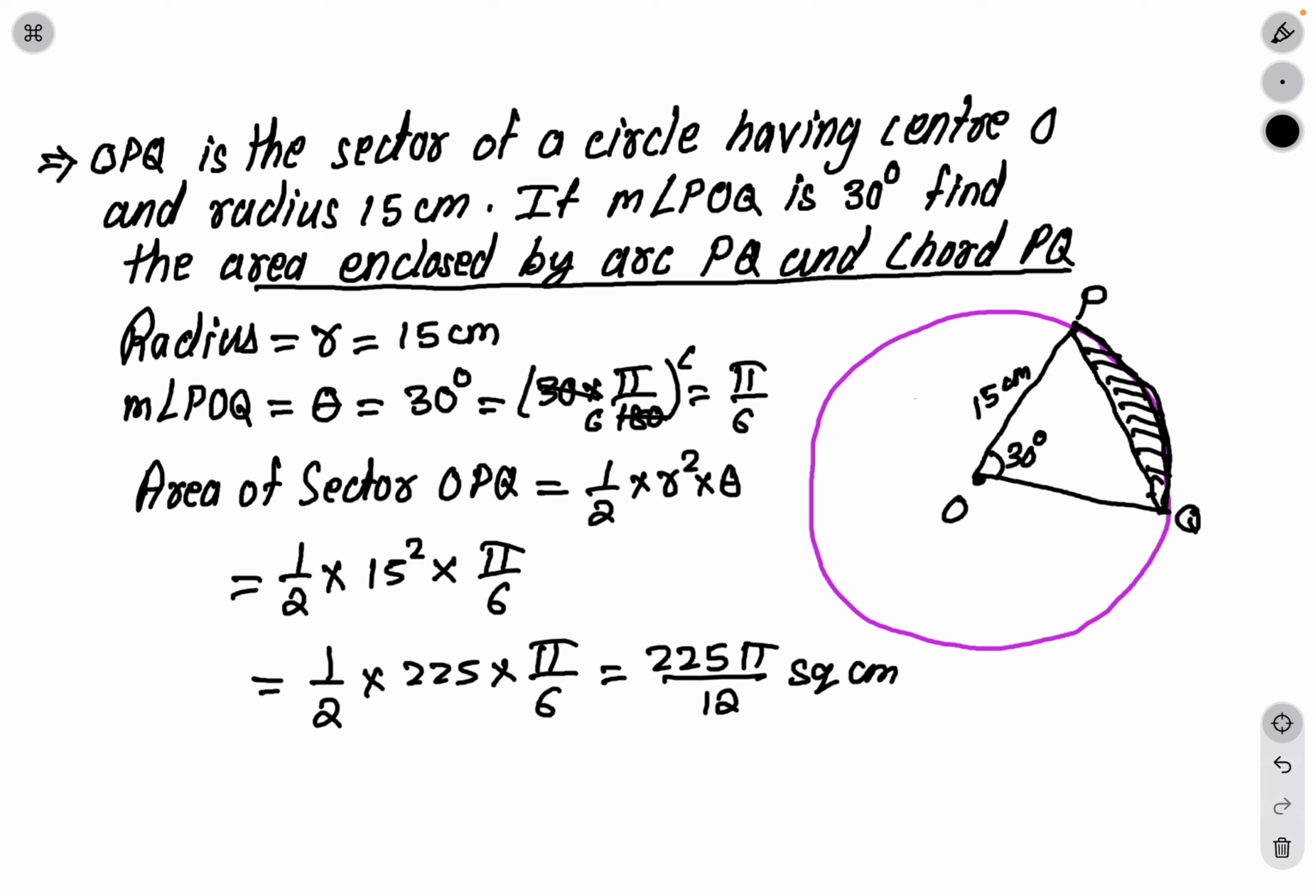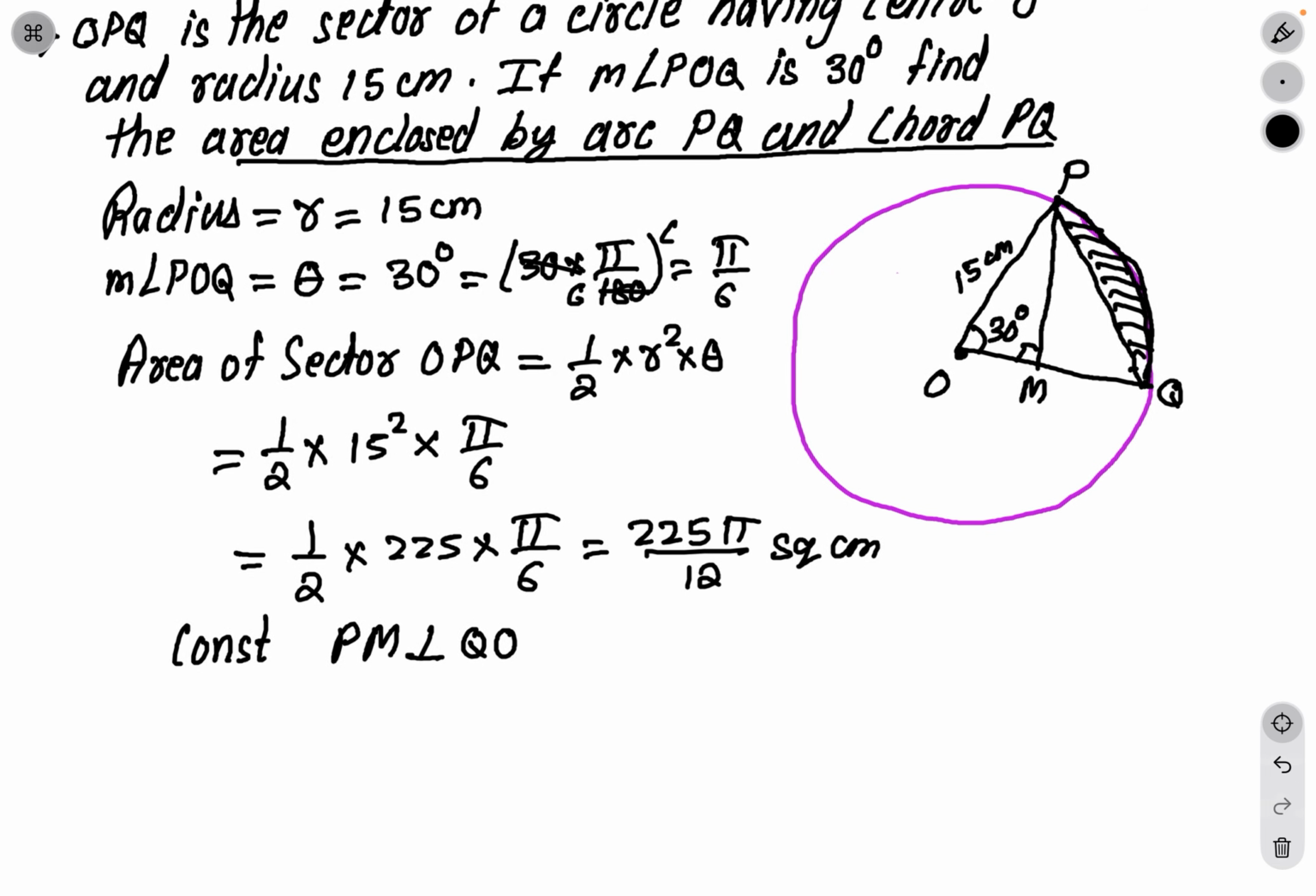Now we will make construction: PM perpendicular to OQ. So construction is PM perpendicular to QO. So this is our 90 degrees. So triangle POM is a right angle triangle.